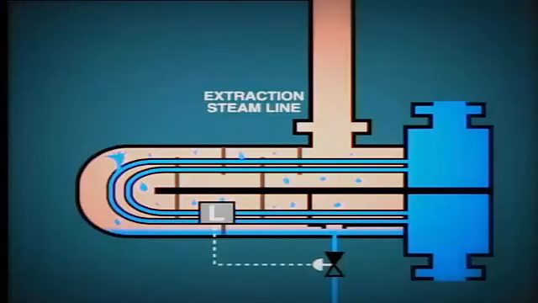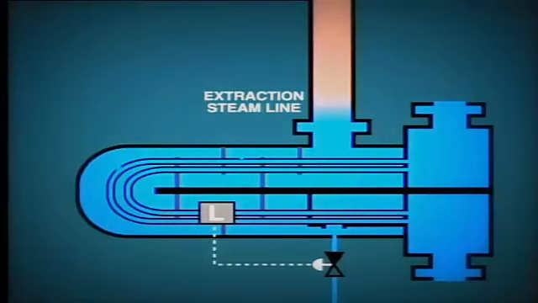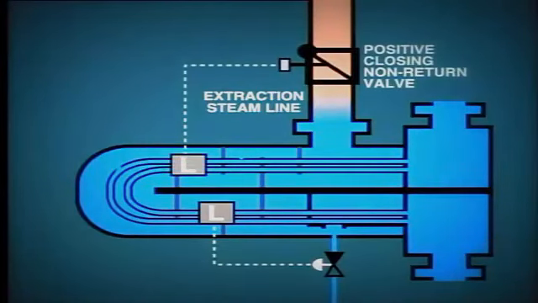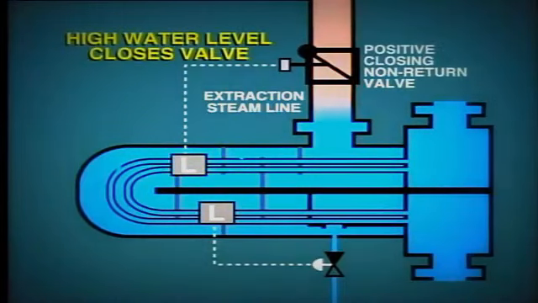One highly dangerous condition that can occur is internal tube leakage. In this situation, condensate could pass directly into the shell of the heater and rapidly fill the space inside. This water could then pass back up through the extraction line and into the turbine. As we have mentioned several times before, this is prevented by the positive closing non-return valves on the extraction lines, which close when high water levels occur in the heater.